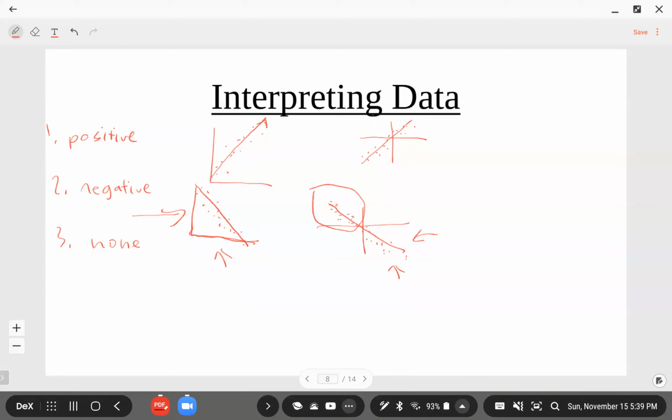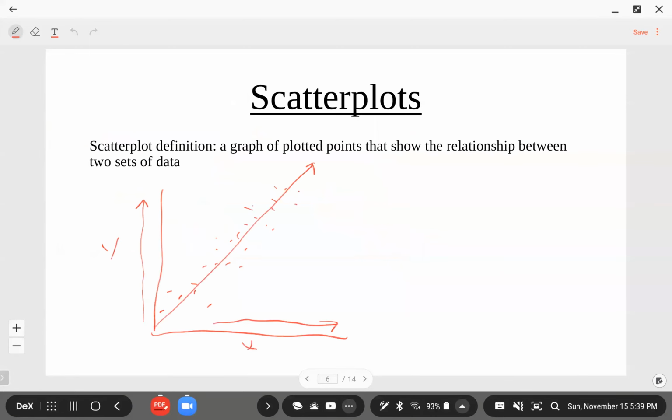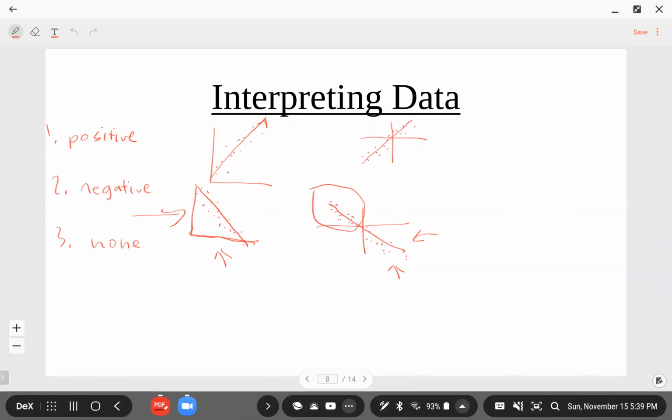Now, as I said earlier, I was talking about scatter plots. Some scatter plots have no association, no pattern whatsoever. They're just all over the place. Then you can't classify it as positive or negative, so you just say no association. This would be no association. That would be no association.